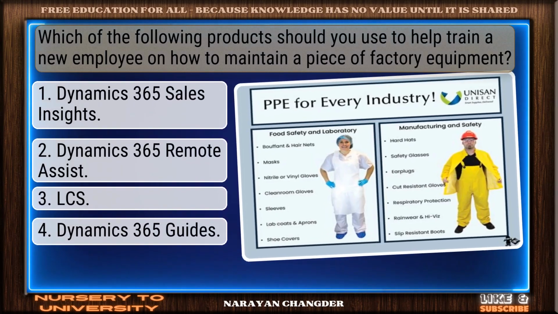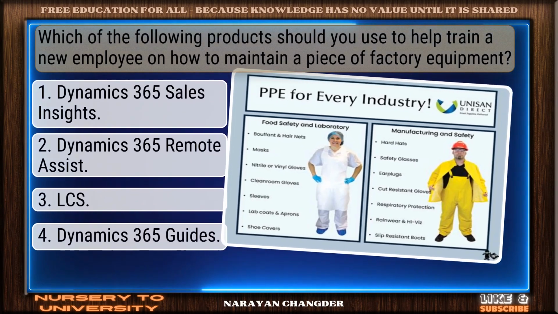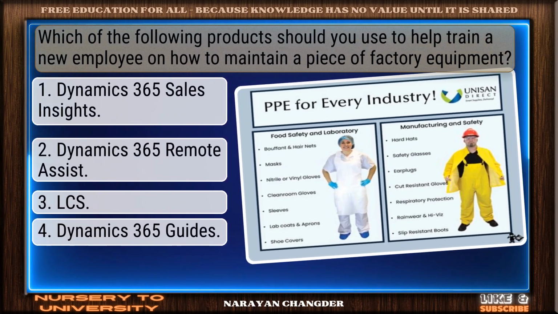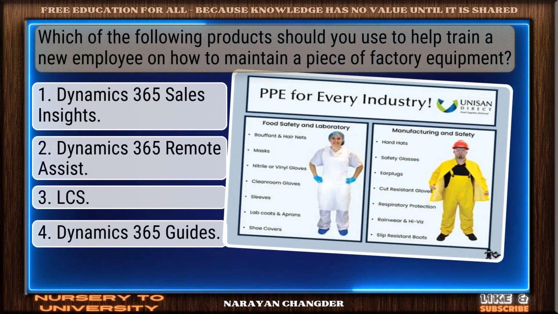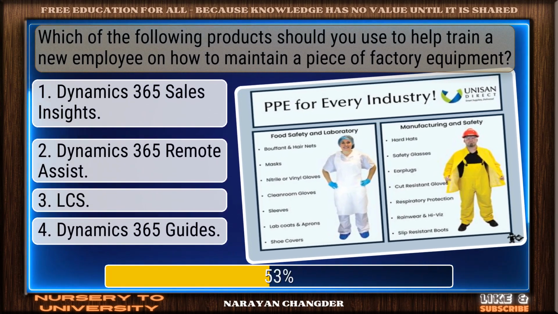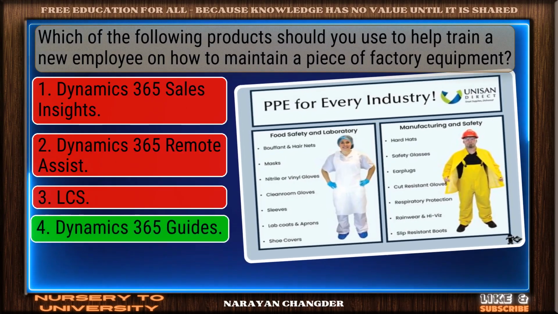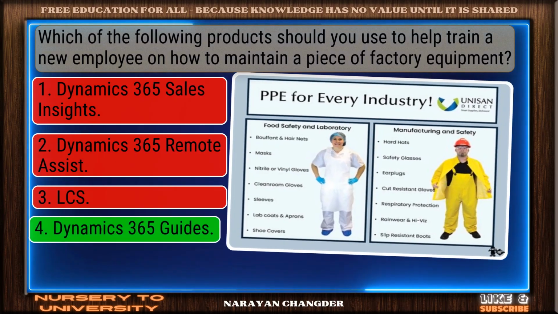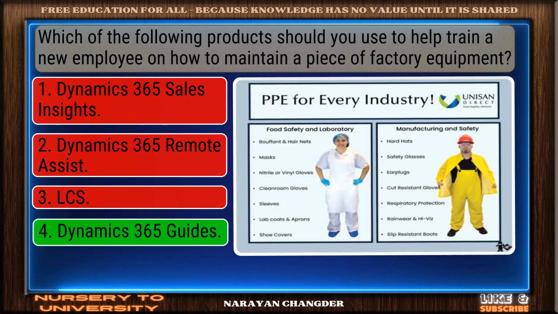Question number 8. Which of the following products should you use to help train a new employee on how to maintain a piece of factory equipment? You chose Dynamics 365 Guides, and it is correct.